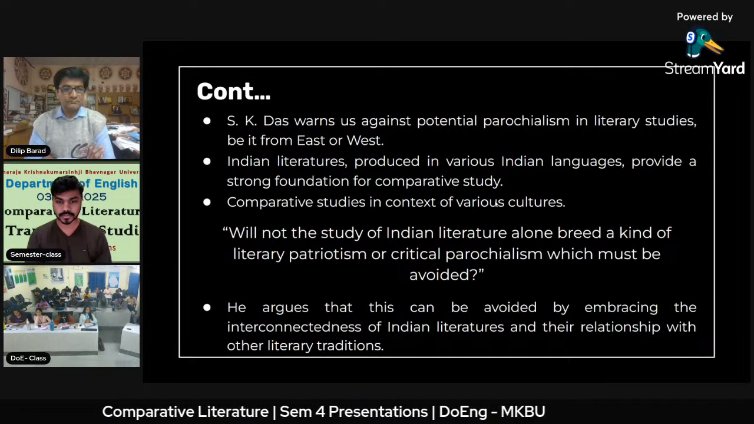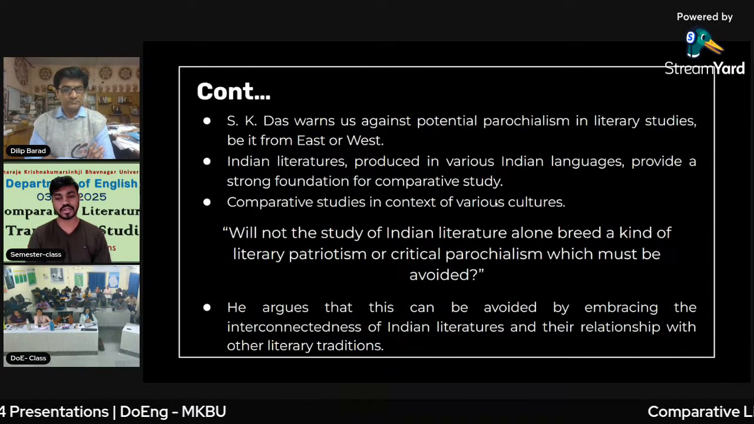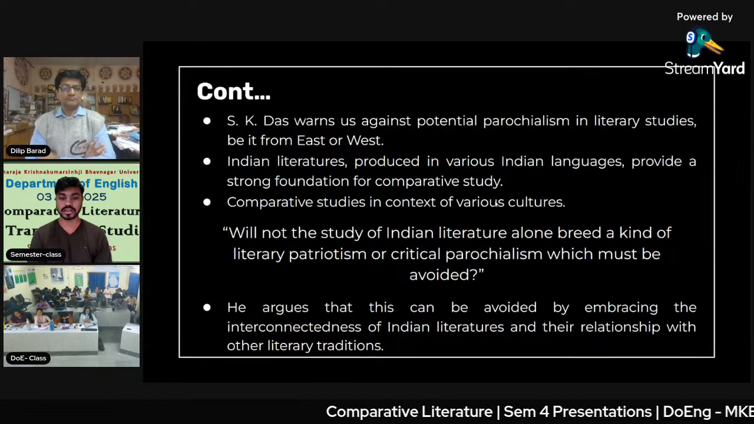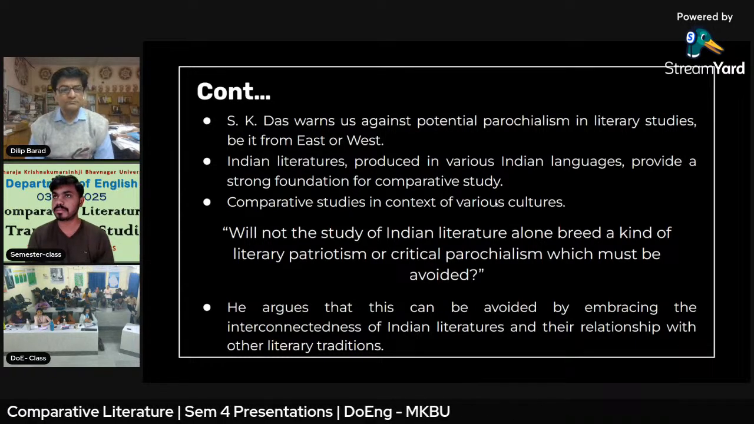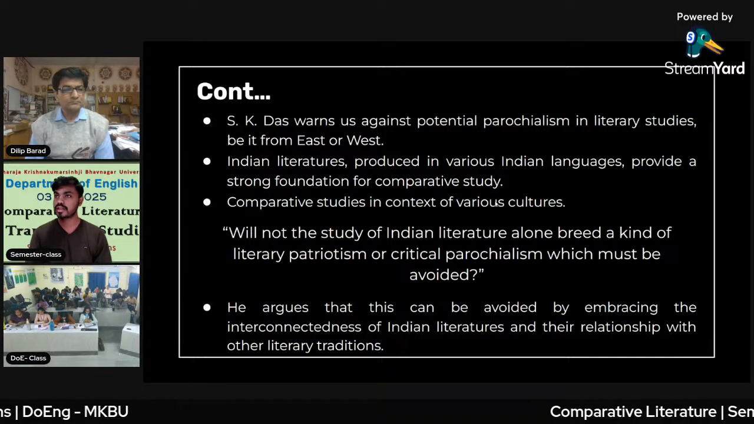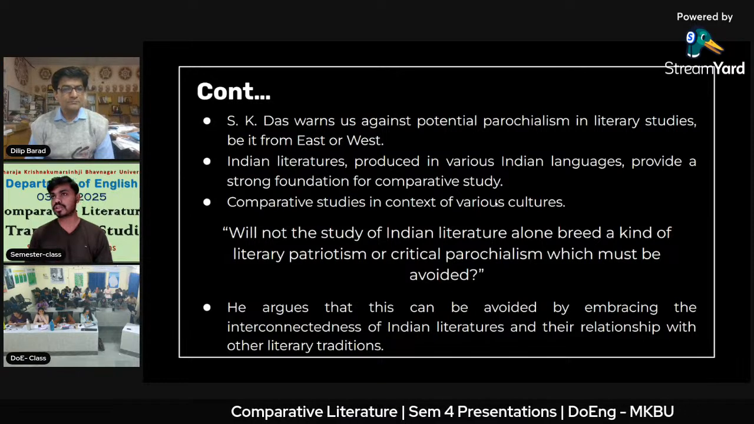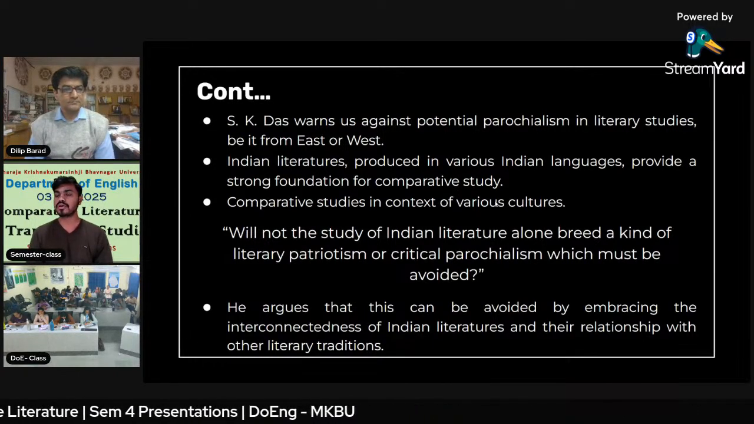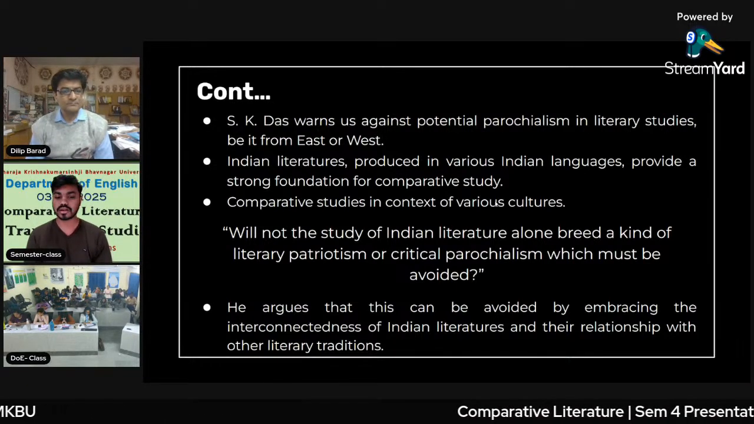the comparative studies. And subsequently, he also raises a question: will not the study of Indian literature alone breed a kind of literary patriotism or critical parochialism which must be avoided? Well, he says that this would lead to parochialism, because we are here moving from comparative studies to comparative Indian studies. Comparative study is a study of world literature, and on the other side, comparative Indian literature is a study of the Indian nation, so wouldn't it lead to parochialism? And in answer, he argues that this can be avoided.